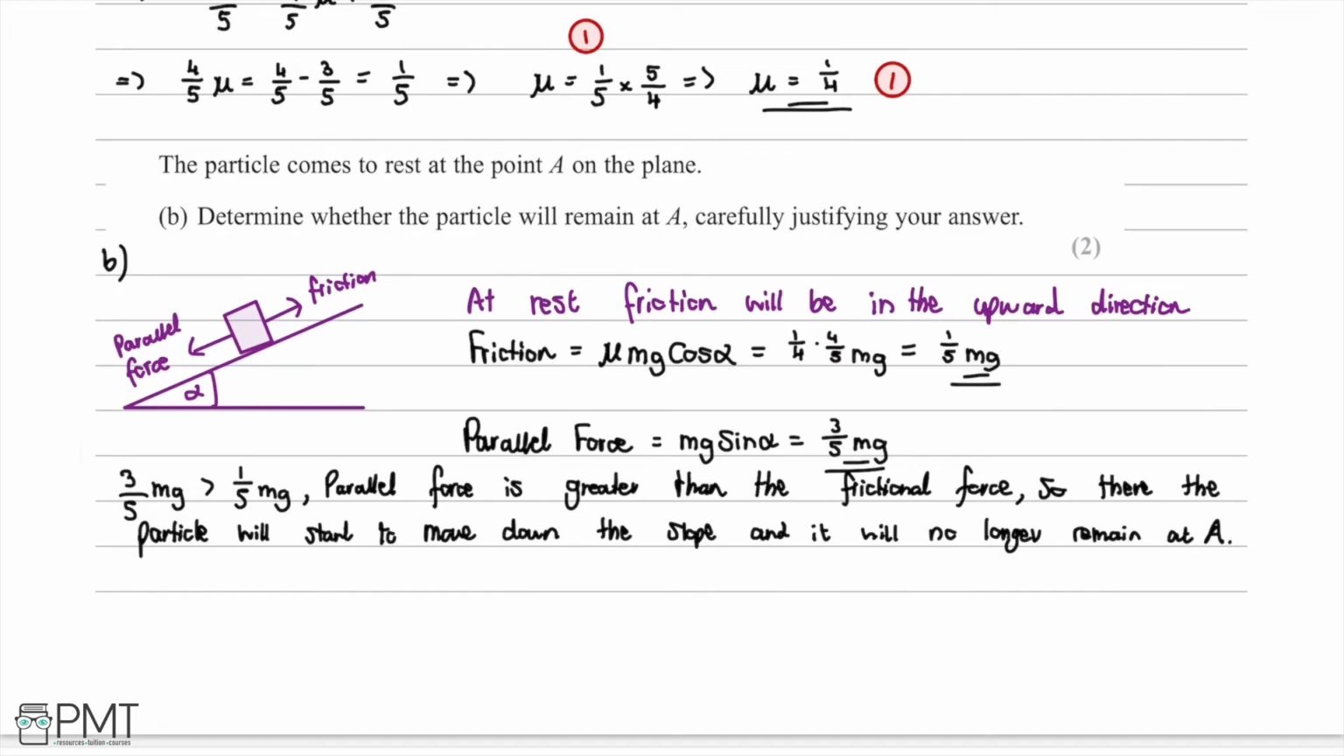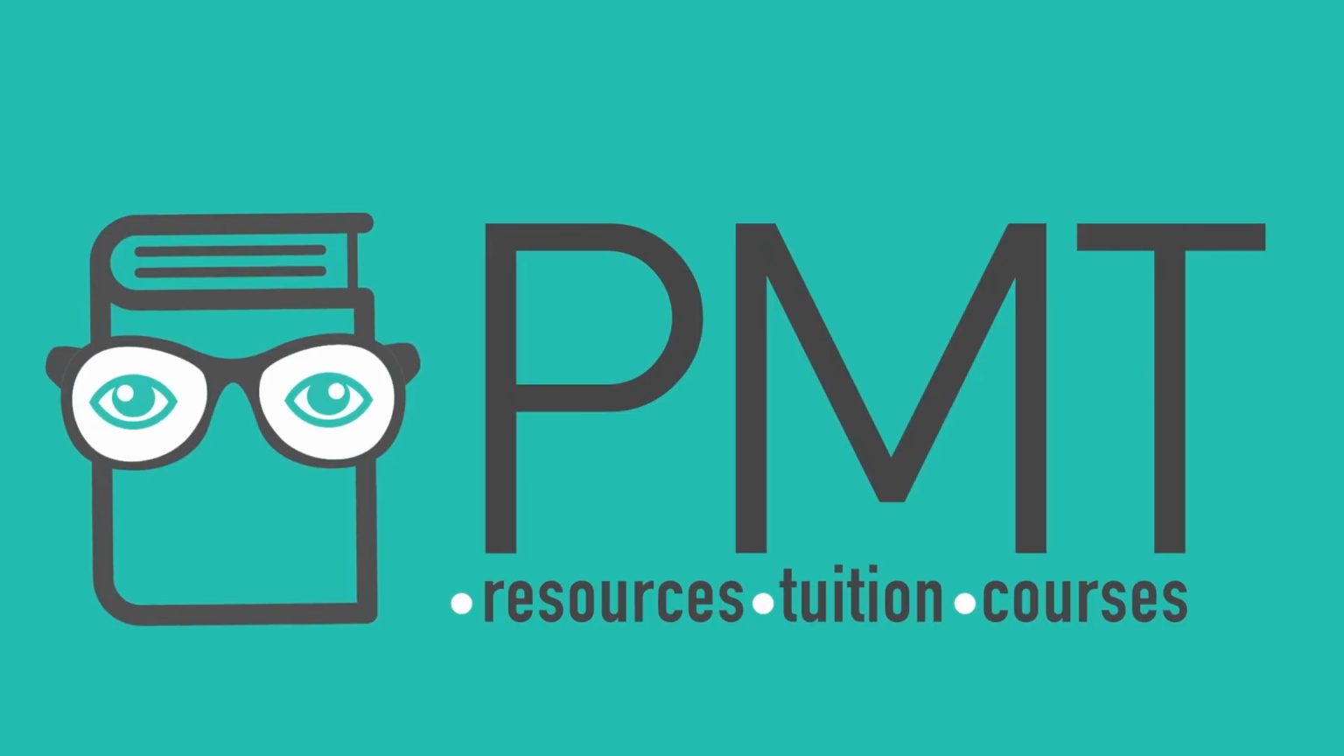So in this part of the question there were 2 marks available, and we received our first mark for comparing our frictional force with our parallel force, and we then received our second mark for using this comparison and coming to an appropriate conclusion, and that was that the particle will no longer remain at the point A.